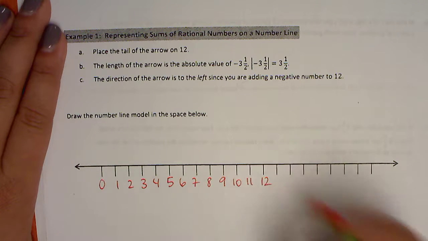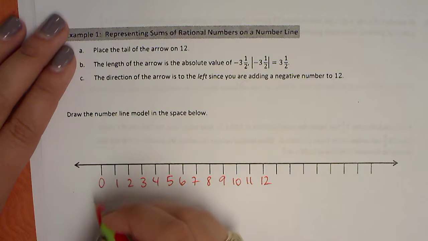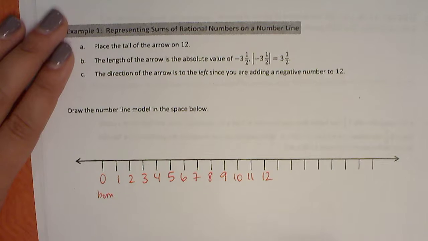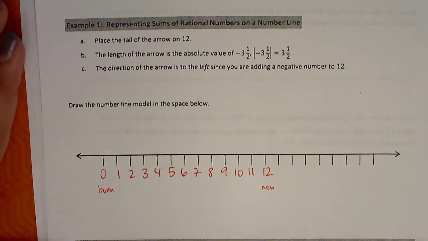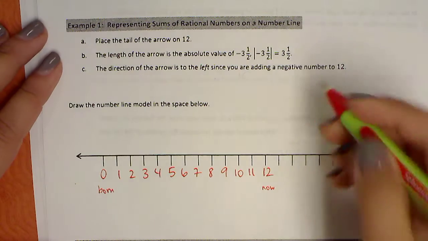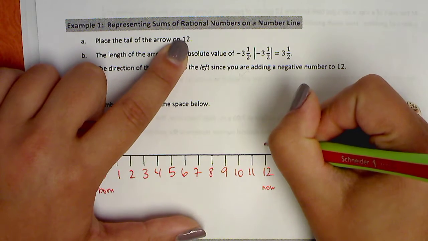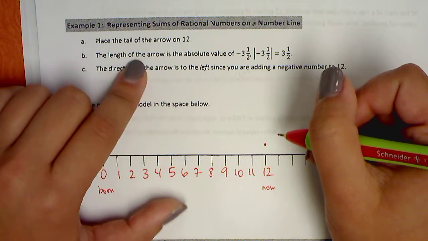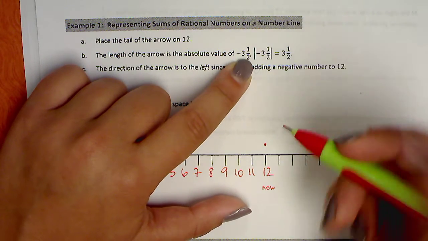I'm going to fill in my numbers. I know that if I'm representing her being 12 years old, well, first she was born over here, and now she's 12 years old, and we want to know 3.5 years ago. So I'm going to place the tail of the arrow on 12, and then I know that I'm going 3.5 back. That's negative. That's to the left.